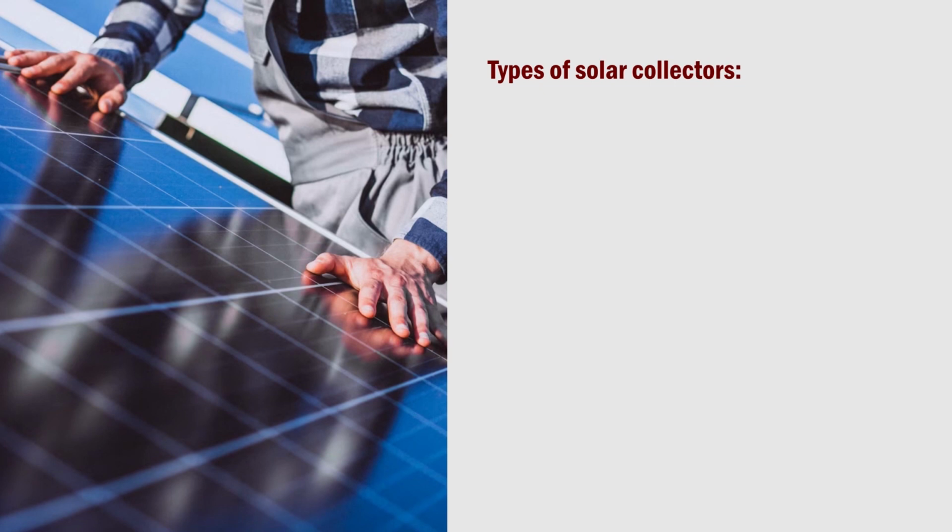So broadly speaking, there are two types of solar collector. One is the flat plate type and another one is the concentrating type. A flat plate collector has the same area for intercepting and for absorbing solar radiation, whereas in a concentrating collector the sun's beam radiation is focused to a smaller receiving area, thereby increasing the intensity of solar radiation.